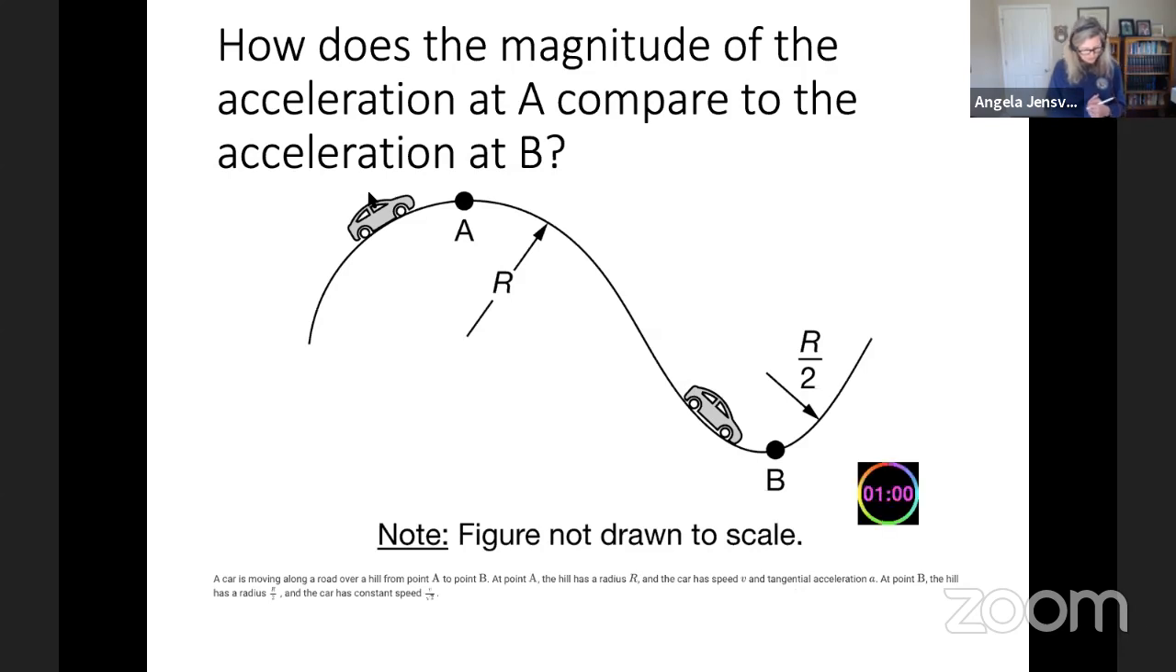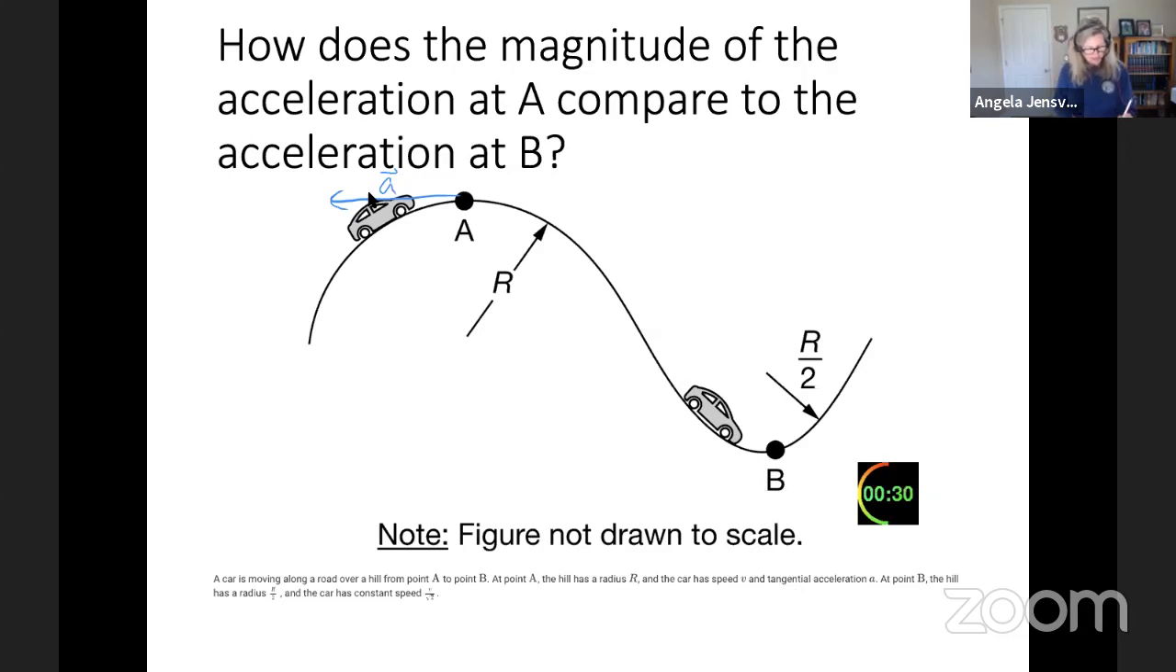Okay, so the car at A has a tangential acceleration A. We don't know if it's speeding up or slowing down, so I'll just draw it as if it's speeding up. I suppose if you're going over the top of the hill, you should probably be slowing down though, right? Okay, just for safety's sake, I'm going to erase this and set a good example for the young drivers. Okay, so you have a tangential acceleration of A and a speed of V.